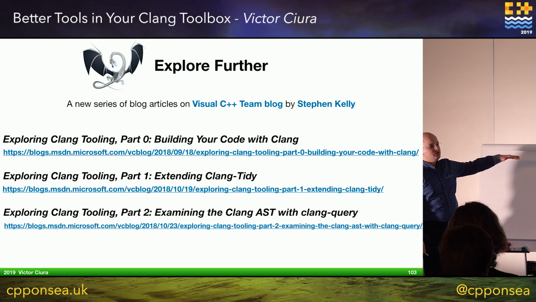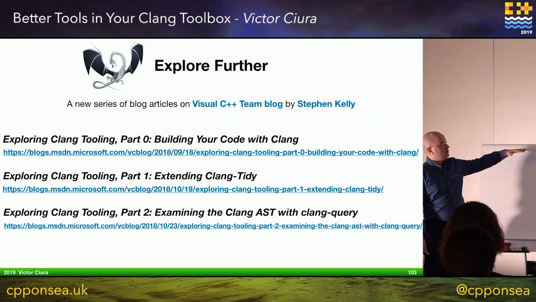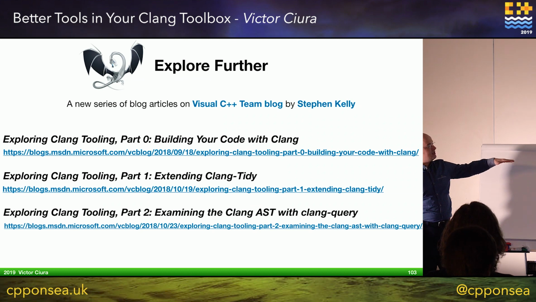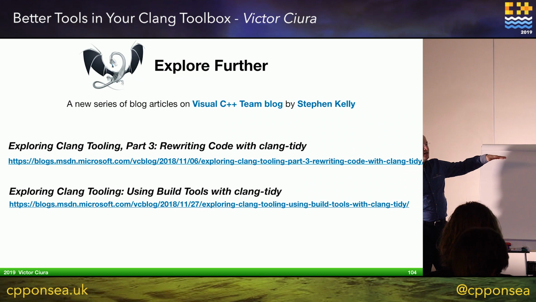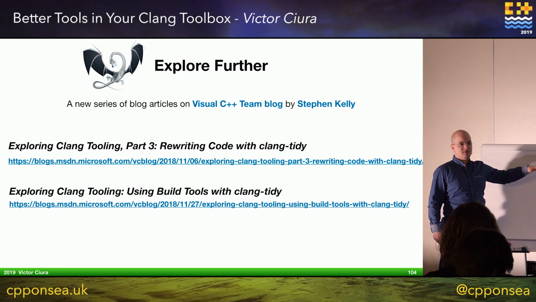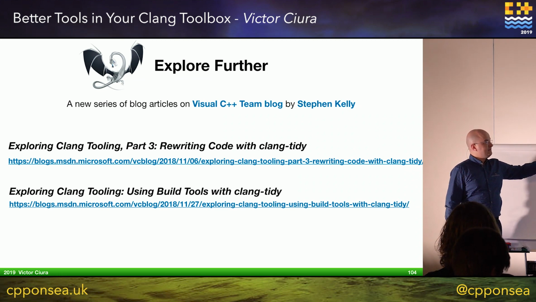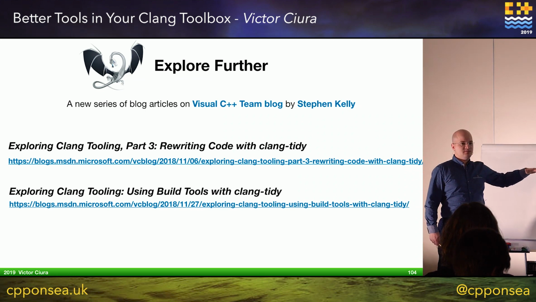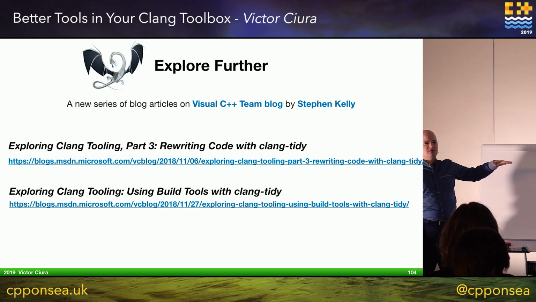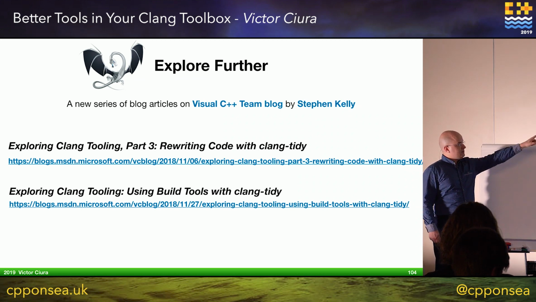There is a series of very good articles on the MSDN, on the Visual C++ team blog by Stephen Kelly, on extending Clang-tidy and using the AST matchers and Clang query and building your own Clang tooling. I think there are 5 or 6 articles on this topic, and I consider them the very best documentation right now on extending Clang-tidy and working with the AST and Clang tooling on any platform. So I highly encourage you to read those articles. They're a bit lengthy, but they have very nice examples and a lot of information. When you get the slides, you have all the links right there. Everything is linked there.